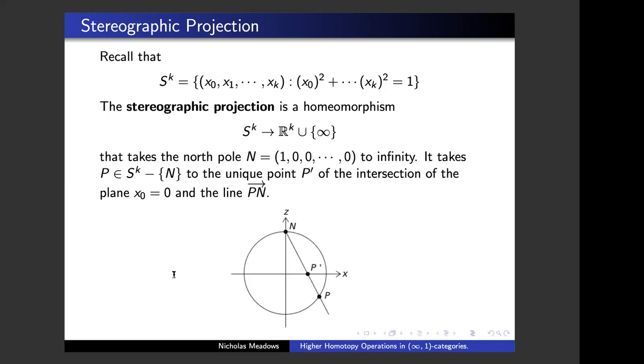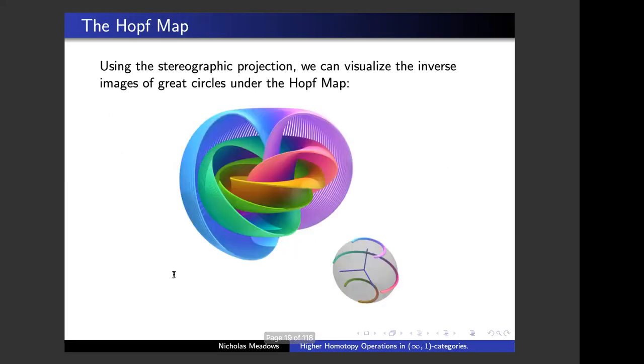So we can visualize the Hopf map by considering it as a map from R³ union a point at infinity to the 2-sphere. The inverse image of the circles will always be tori under this map. This picture that I have here shows what the inverse image of some of the circles on the 2-sphere look like under the Hopf map, at least using this identification of S³ with R³ union a point at infinity.